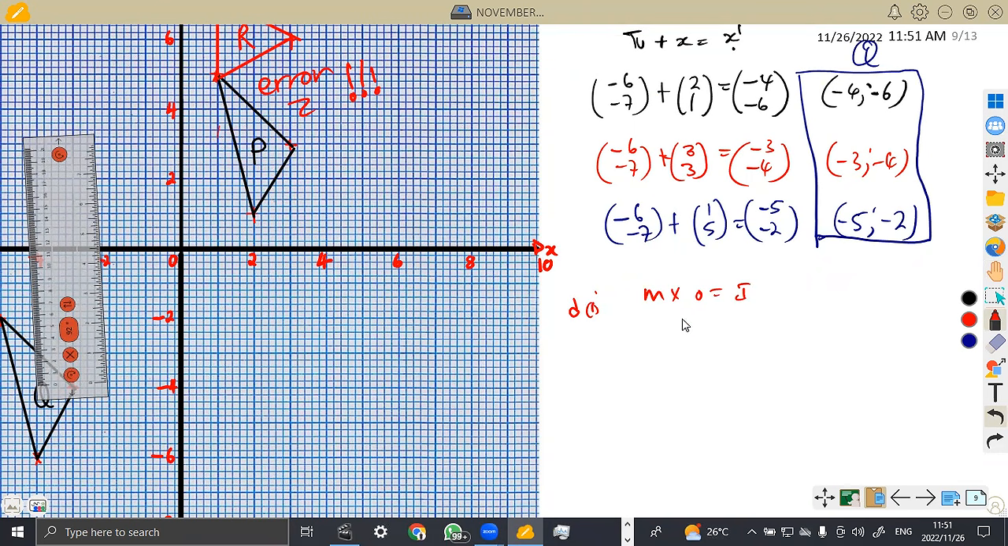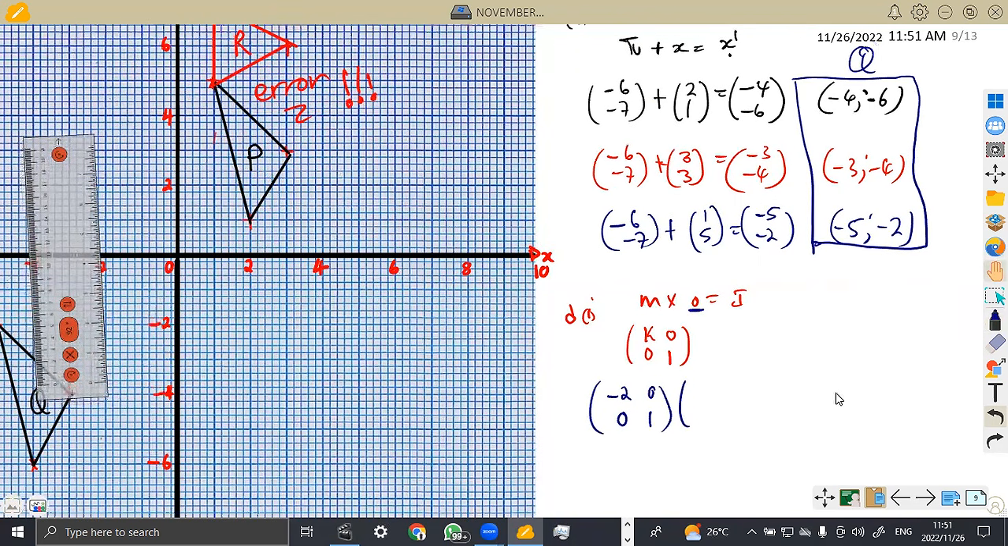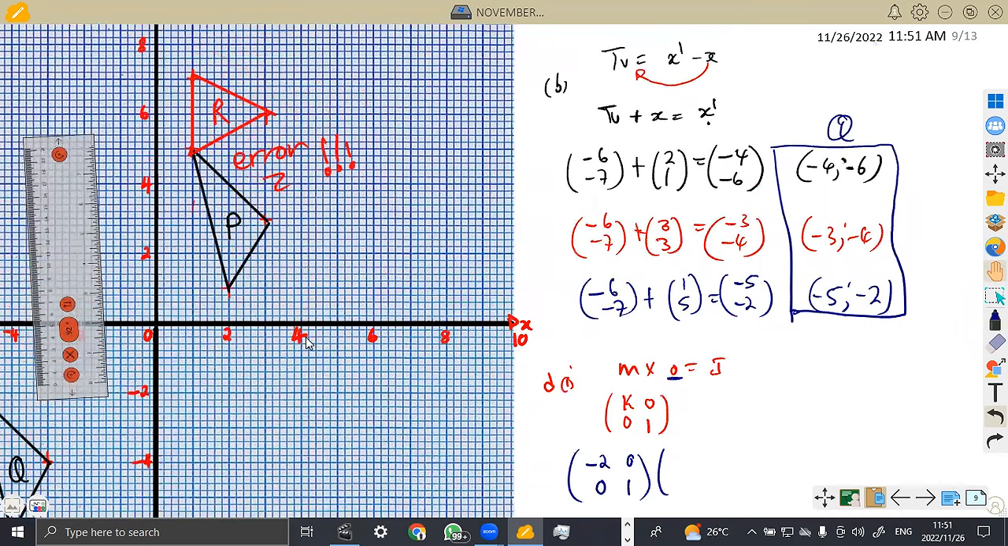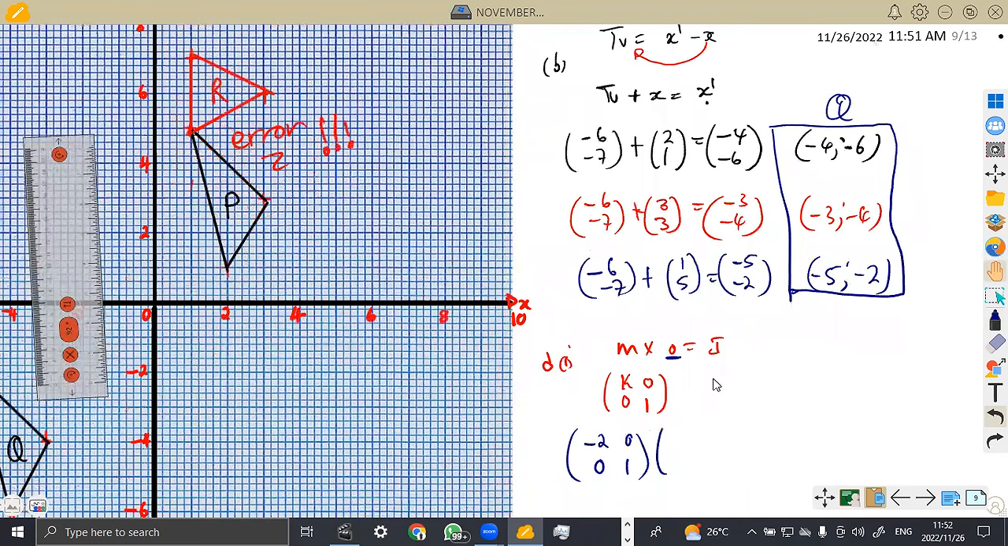What is the matrix of a one-way stretch that is y-axis invariant? You know that it looks like this. There's a 1 here, because this is y-axis invariant, and K is the stretch vector, where we are given that the stretch vector is -2. So it's -2, 0, 0, 1, multiplied by the object. The object is the triangle we had before, which is triangle P. So we take the coordinates from this one: 2, 1, followed by 3, 3, and the other one is 1, 5.